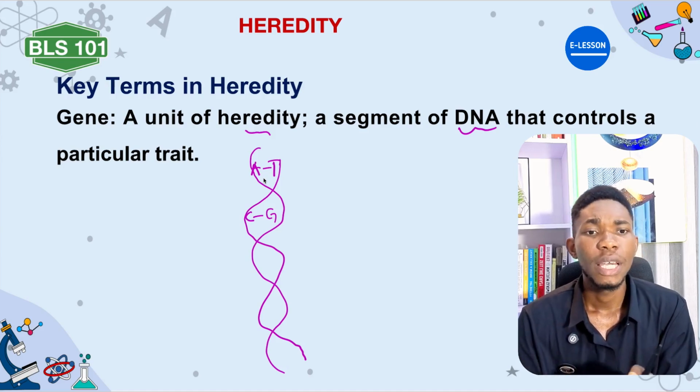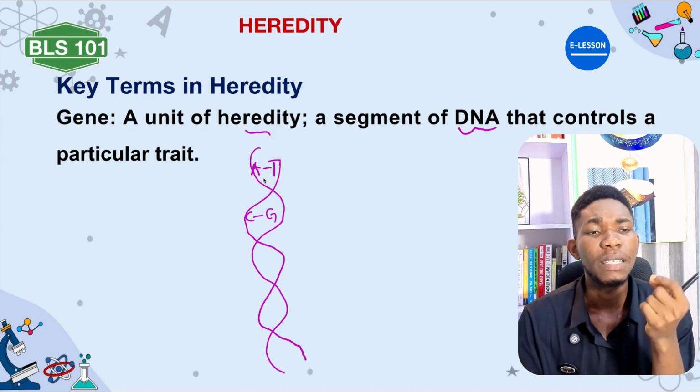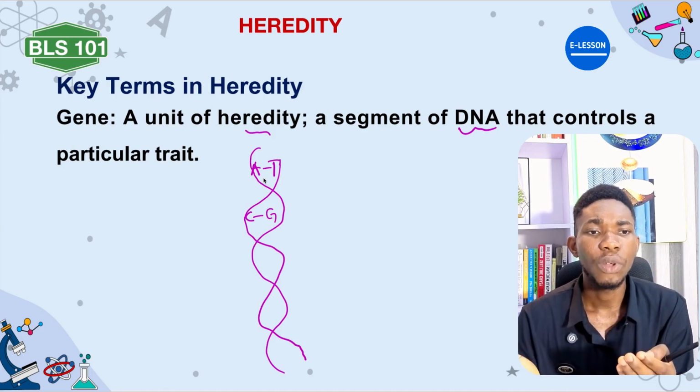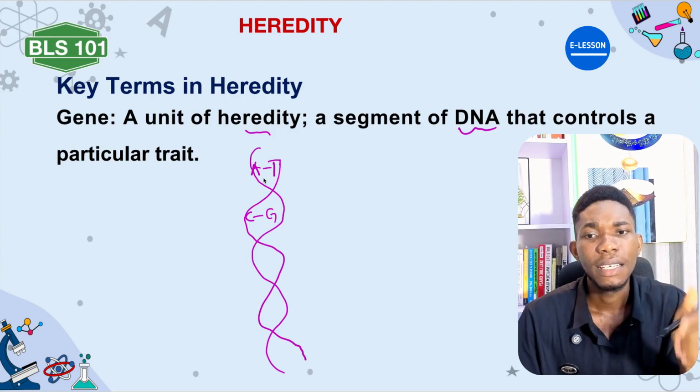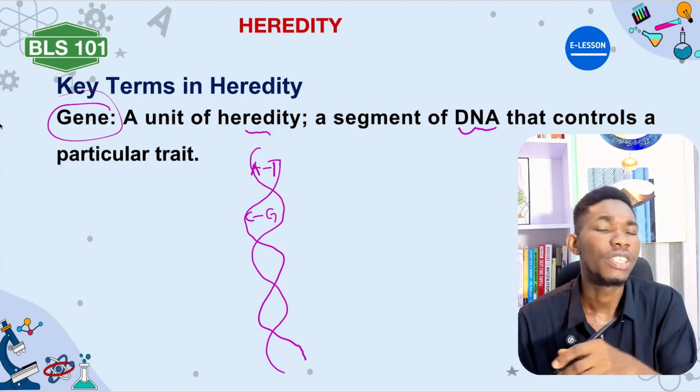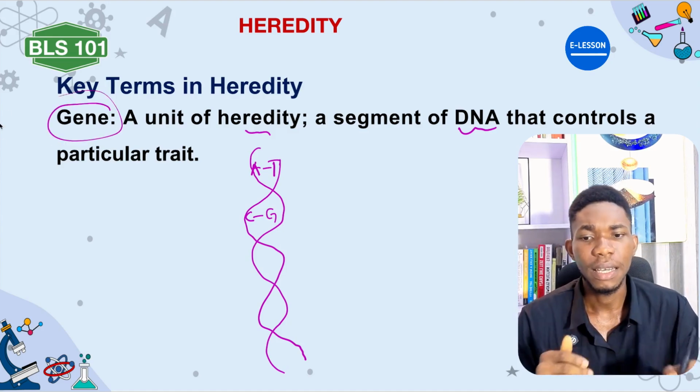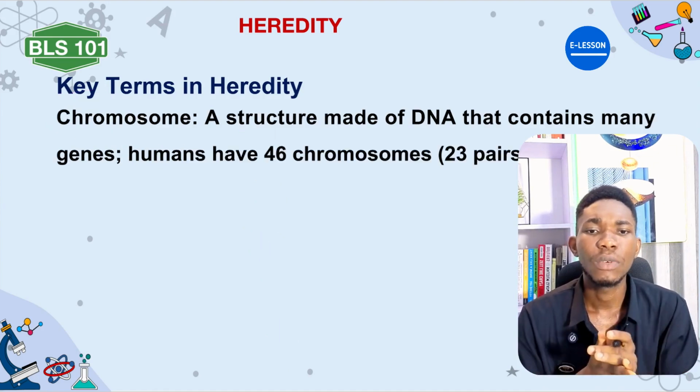Is that okay? So a segment of the DNA that controls a particular trait. What are the traits we've talked about? Height. That segment of the DNA that controls height is what we call a gene. Is that okay? Exactly. So that is that. Let's look at the next one, the chromosome.